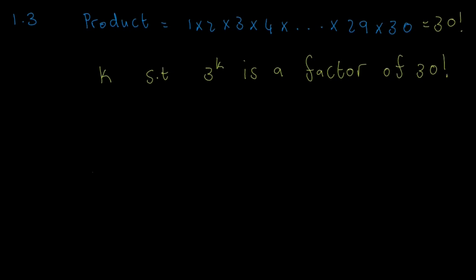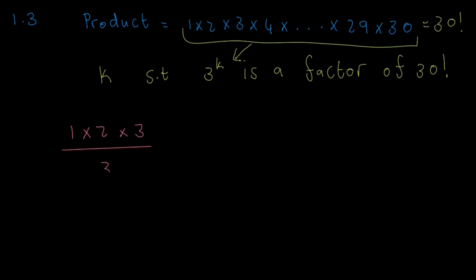In order for 3 to the power of k to be a factor of anything, that means that when you divide this product by 3 to the power of k, you're going to have a whole number. So let's just think about the first couple of terms. Let's say 1 times 2 times 3 divided by 3 to the power of k, and think about what's the largest value k can be in order for 3 to the power of k to be a factor of just 1 times 2 times 3.